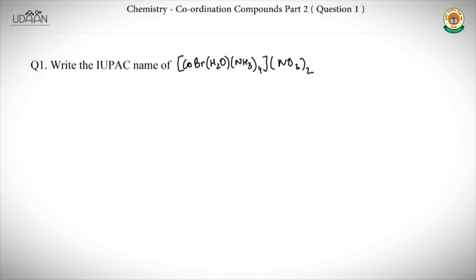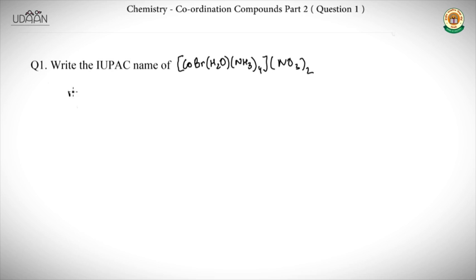In the first question, you are asked to write the IUPAC name of a coordination compound which is given. A set of ligand groups are attached to the central metal atom. So let's proceed with the solution. To approach this question, we'll have to see what all ligand groups are attached to the central metal atom.